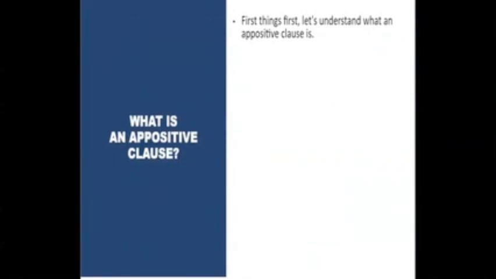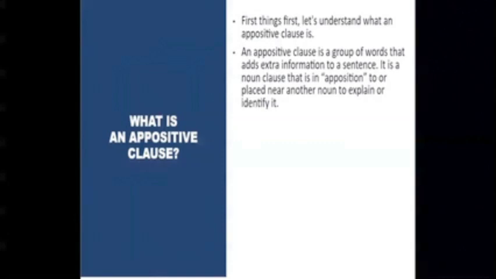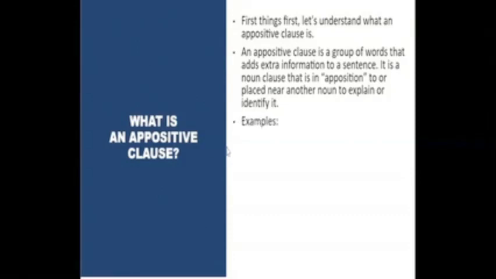So let's begin with the basic question: what is an appositive clause? Of course, that's the first thing we want to do here. An appositive clause is a group of words that adds extra information to a sentence. It is a noun clause that is in apposition to or placed near another noun to explain or identify it. Let's look at some examples.